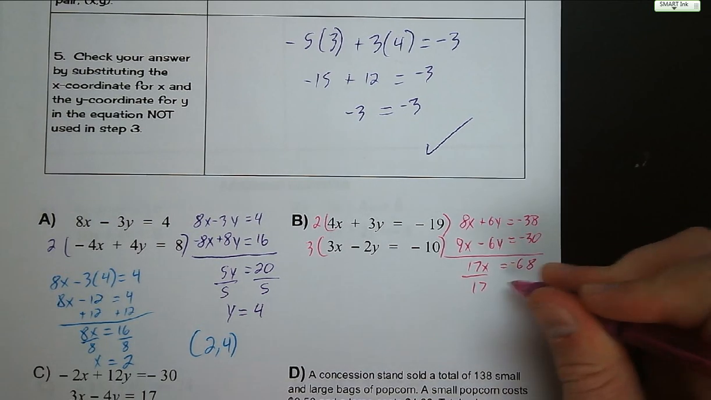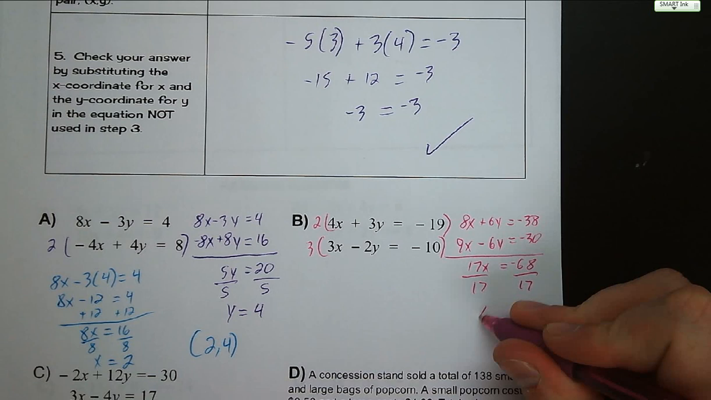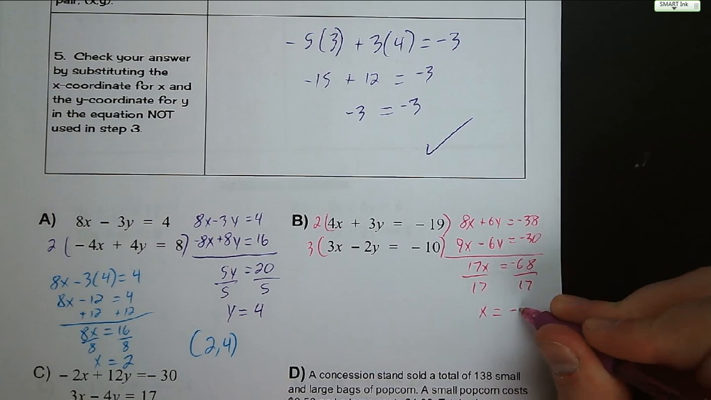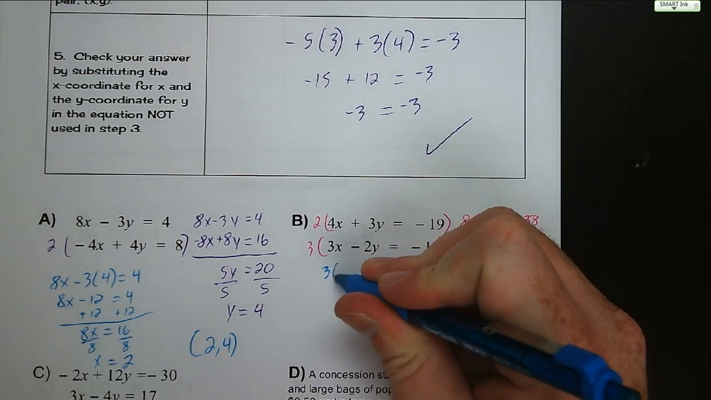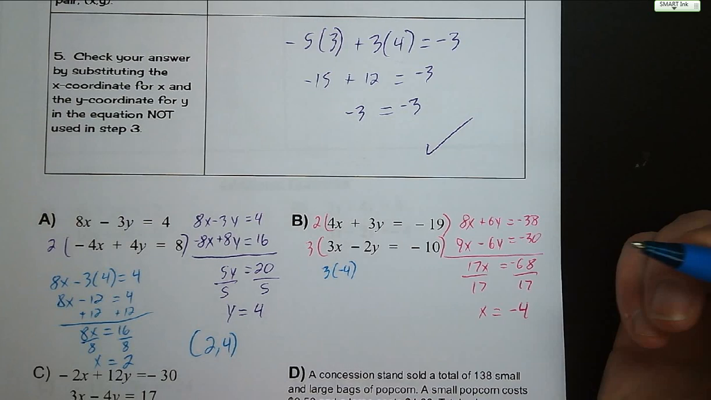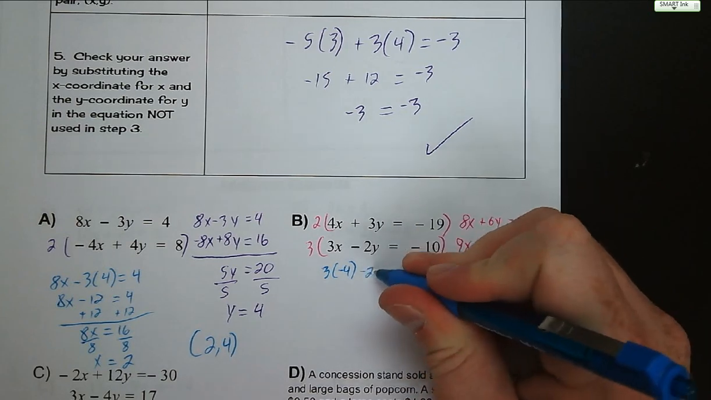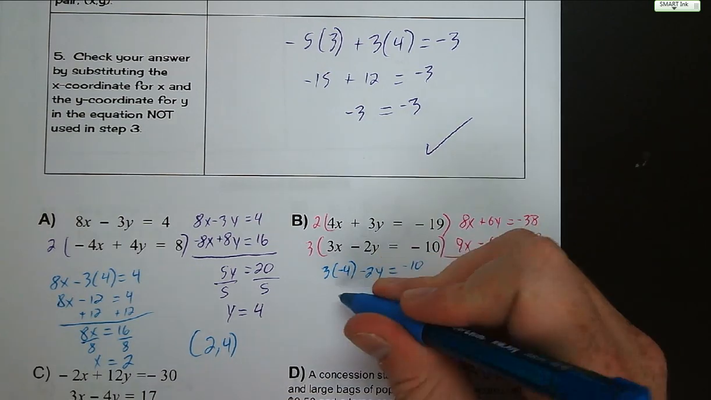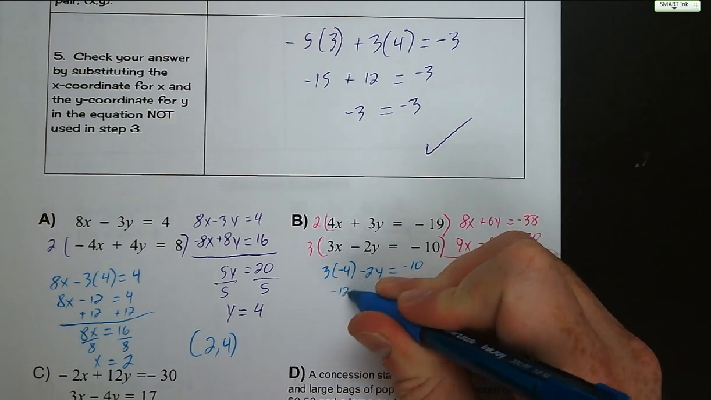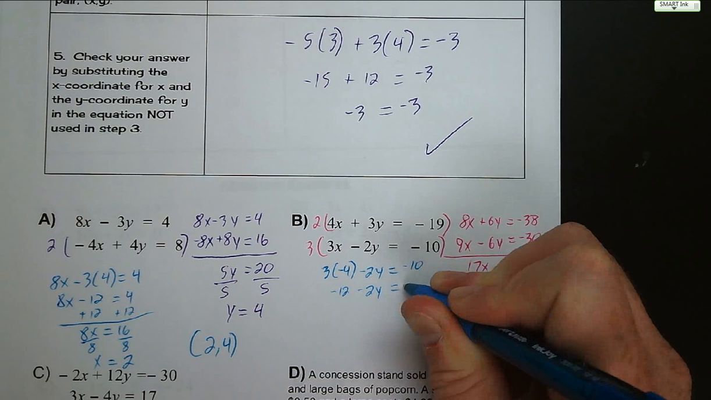Divide both sides of our equation by 17, and x equals negative 4. So now we're going to plug that into one of our two equations. So I'm going to just pick the second one. So we're having 3 times negative 4 minus 2y equals negative 10. 3 times negative 4 is negative 12 minus 2y equals negative 10.